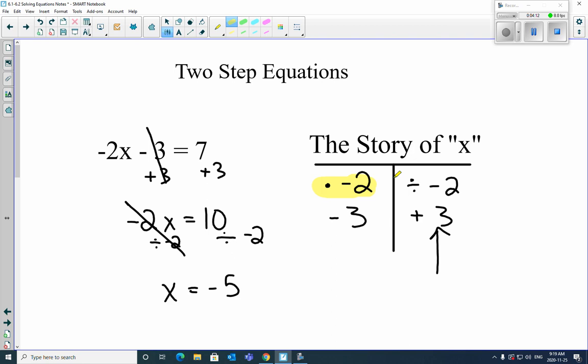Multiply by negative 2. The opposite is divide by negative 2, right? Then we have the negative 2x minus 3. So we have minus 3. That's the next thing that happens to x. So the opposite is add 3.